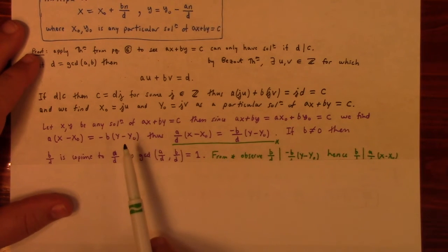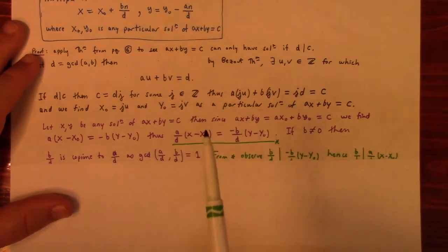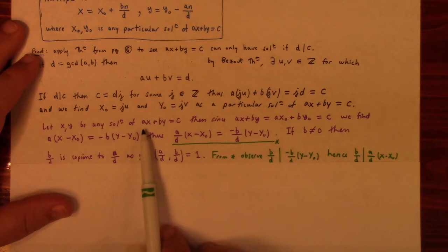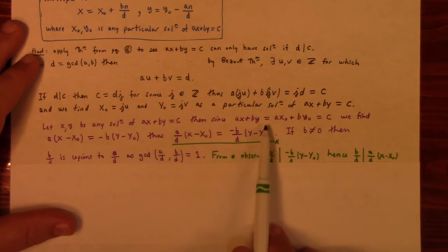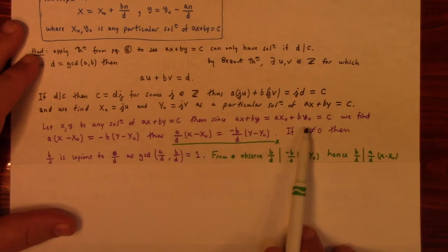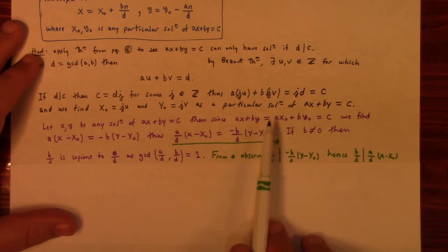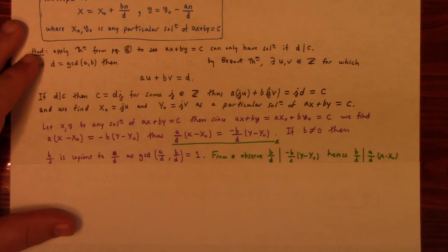Then what's in purple? I'm going to show you that any solution has to have the form given in the theorem, okay? So let x and y be any solution of ax plus by equals c. Then since ax plus by is equal to ax naught plus by naught, which are both equal to c, we find that a times (x minus x naught) is equal to minus b times (y minus y naught), right? So divide by d, and we get a over d times (x minus x naught) is equal to minus b over d times (y minus y naught).